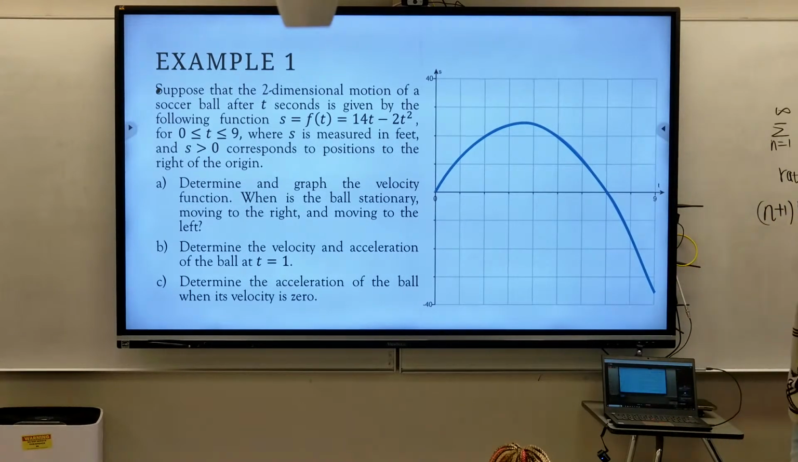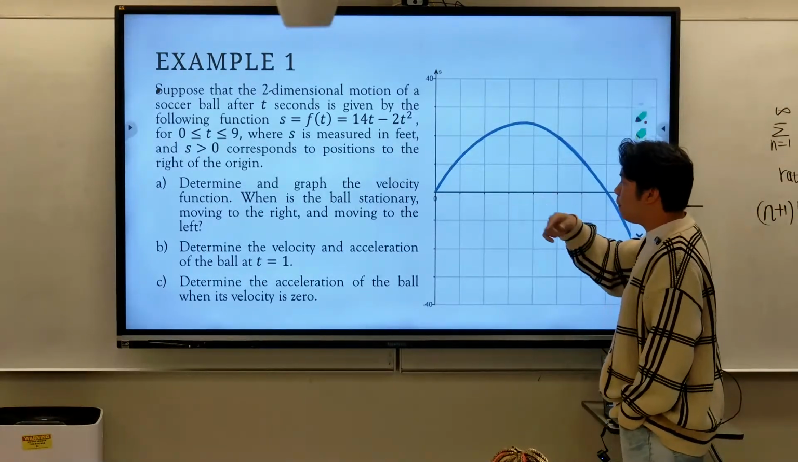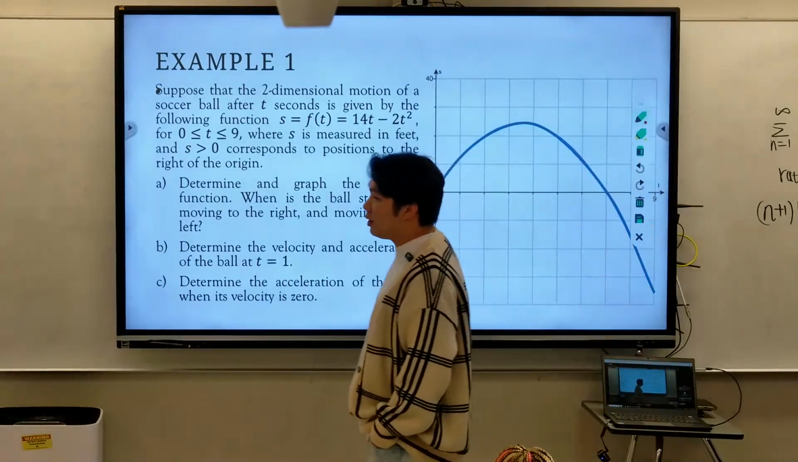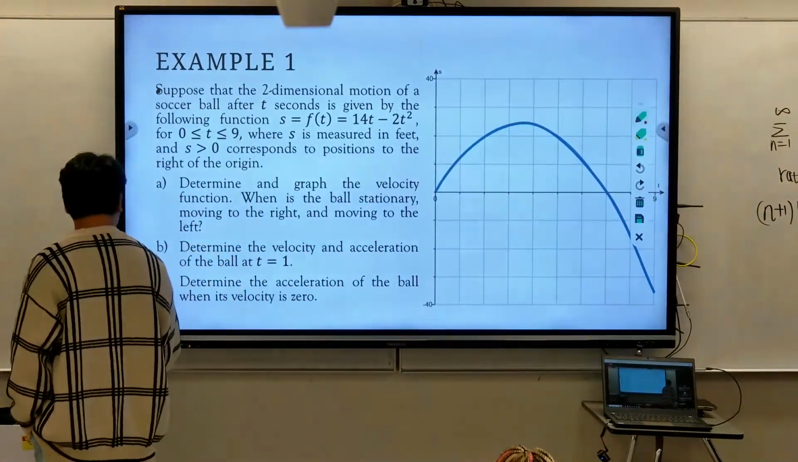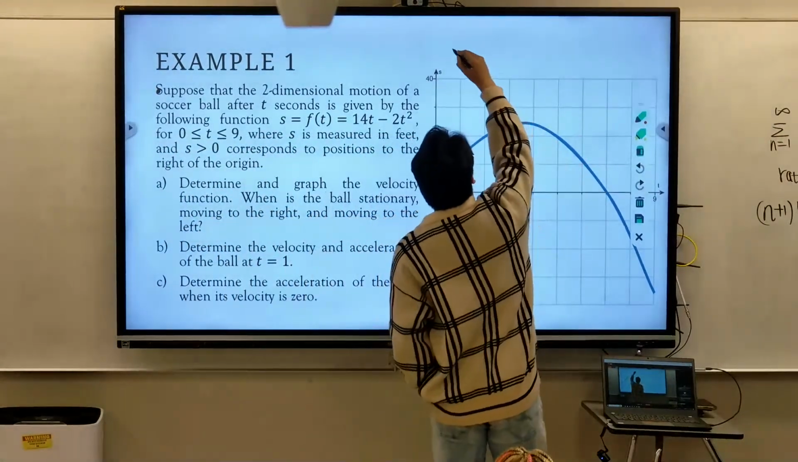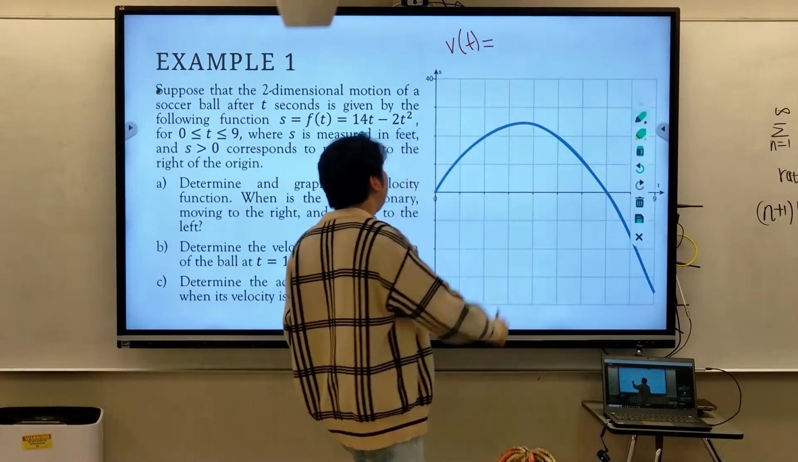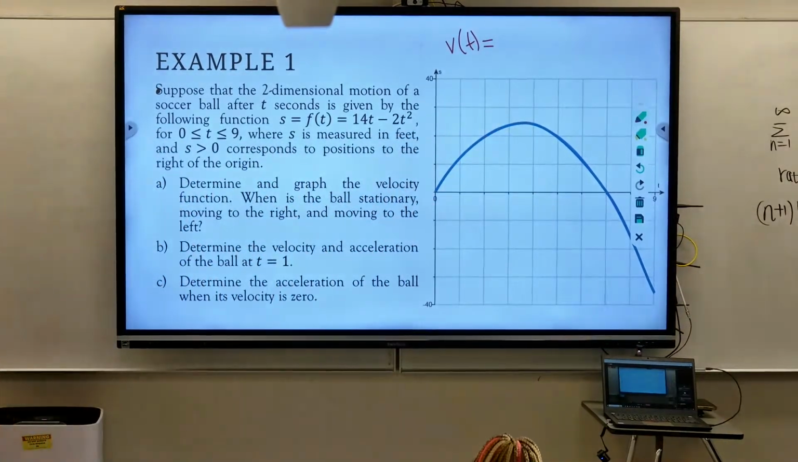So let's see if I have any space up here. Let's start off with the first part of part A. Determine the velocity function v of t. So I'm going to write it up here since I don't really have any space. How do I get the velocity function again? How do I get velocity based off what I'm given here?